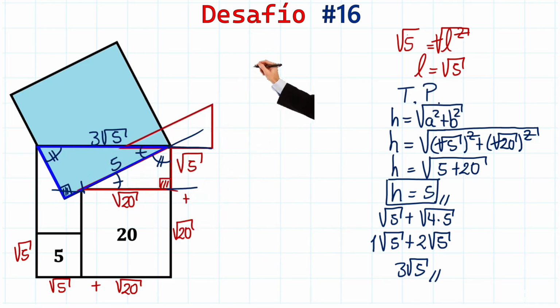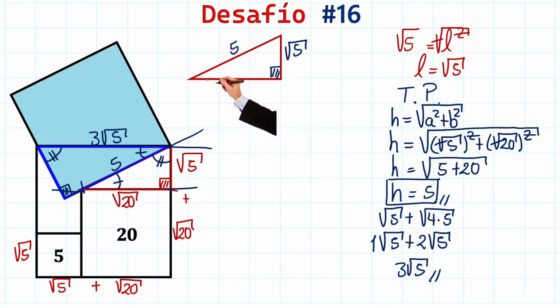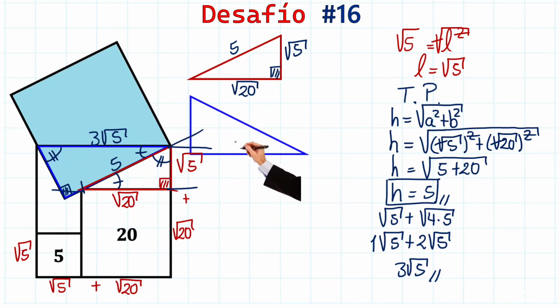Let's move this triangle over here as we had it before, and we will jot down the information we have here. So this side here is the square root of 5. We have the square root of 5, the hypotenuse is 5, alright, and the base is the square root of 20. Fantastic, right?